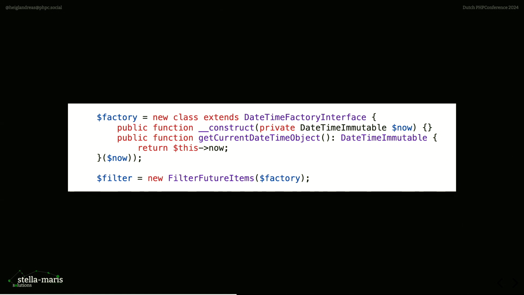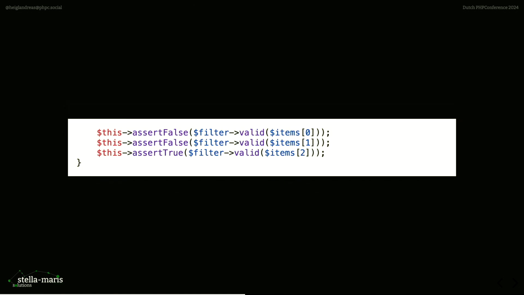I'm passing in a datetime immutable, and I'm just returning that. And whatever that datetime immutable is then up to me. I can suddenly inject a known date without needing to depend on an actual current date. I can inject here a date 3 years in the future or in the past. This part of the test still stays the same as before.